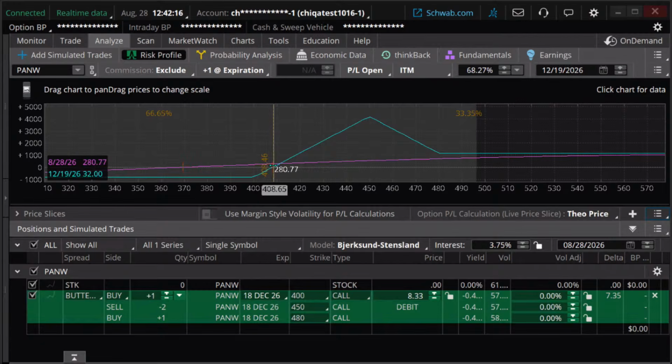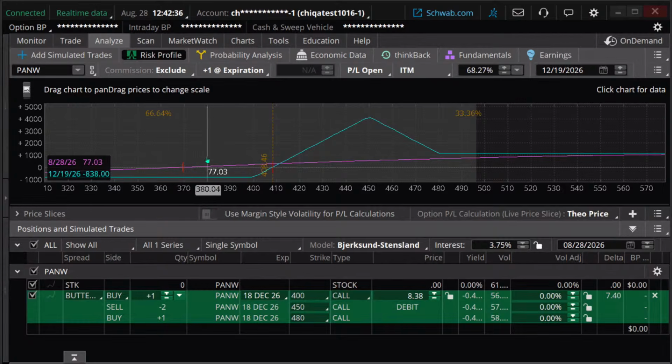So there you go. Is this a high probability trade? No, this is different than the first 2 trades we did. This is a lower probability trade. We need this stock to go up quite a bit, up to 408. But consider this. So this is very different.